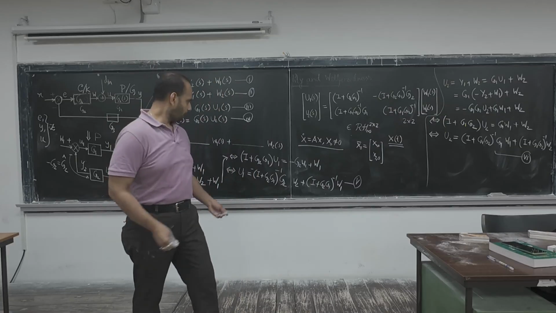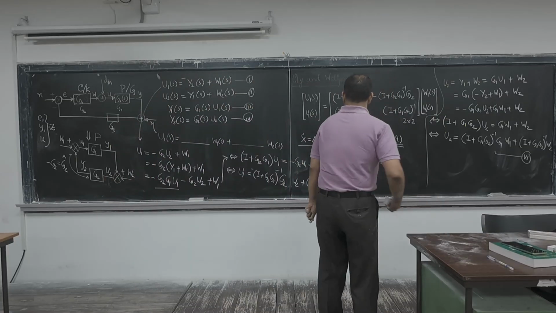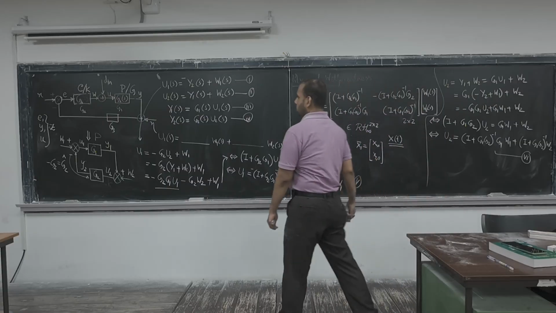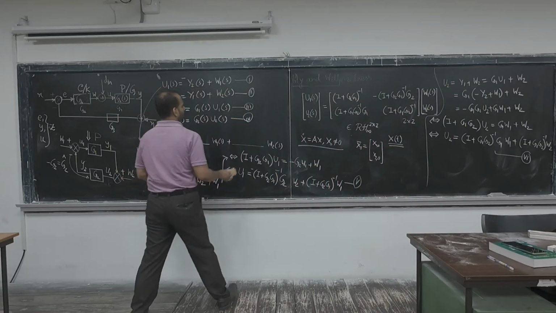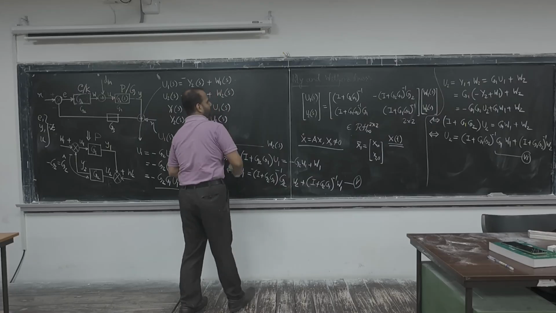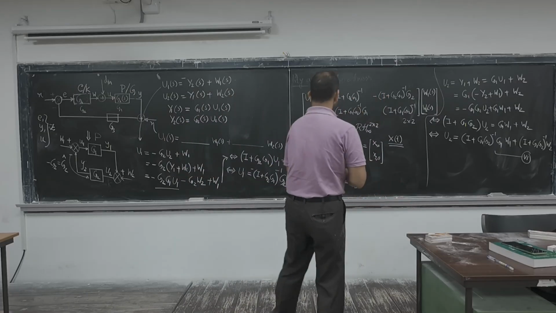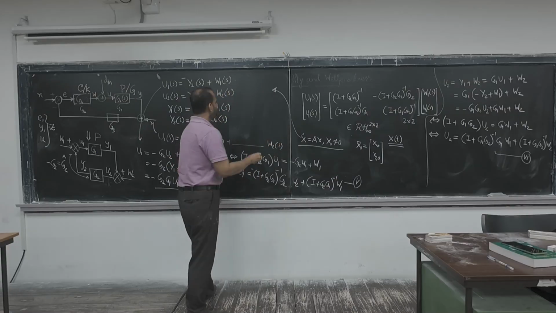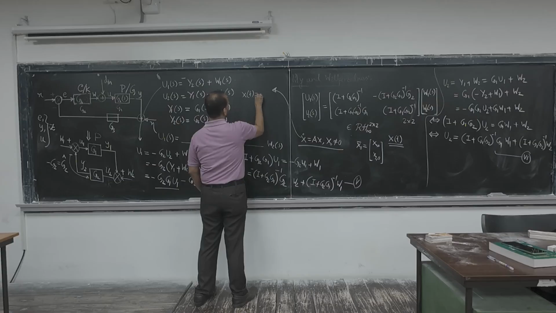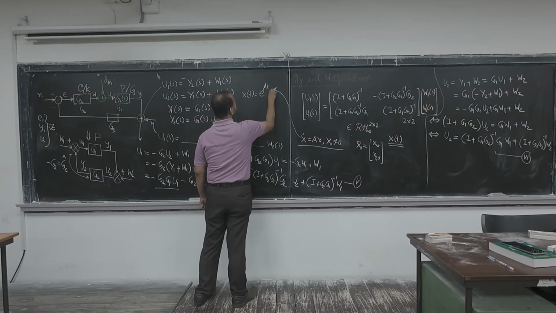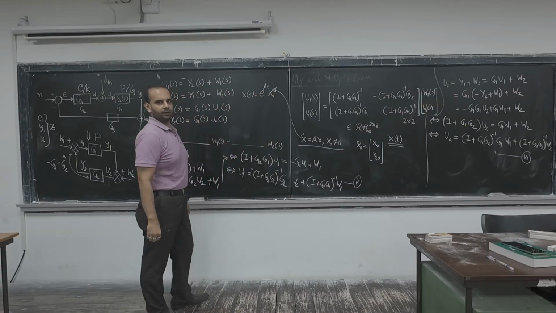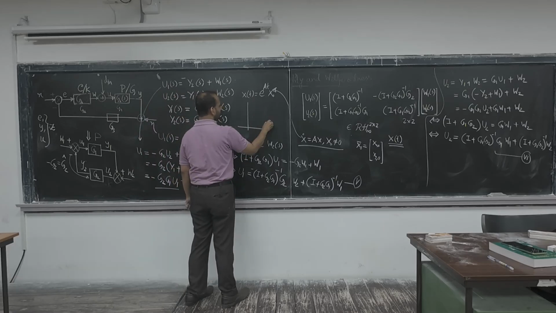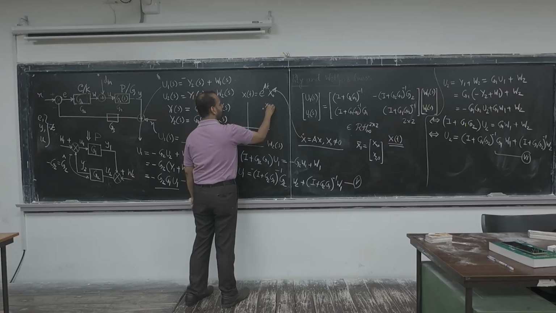Can you repeat? That means if you had a single system, then what is your solution? x equals e to the power At x0, right? Then we say this x(t). Suppose this is the state trajectory and this is the x0.